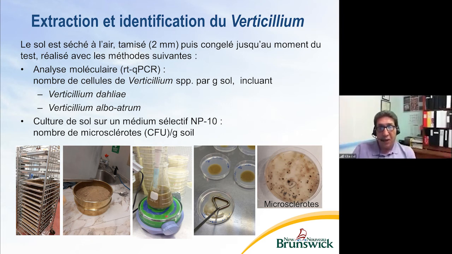The second methodology to test for Verticillium itself is by culturing the soil on a specific medium called NP10. I prefer that method because that way you get the number of sclerotia, or colony forming units as we call them, per gram of soil. That's what you see in the bottom third, fourth, and fifth pictures, where the soil is cultured on the medium, and whatever grows means it's active. When you do molecular analysis, whatever you get doesn't mean active, because you're extracting the DNA, and that's what you're testing.